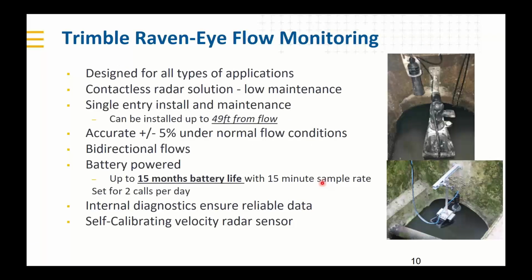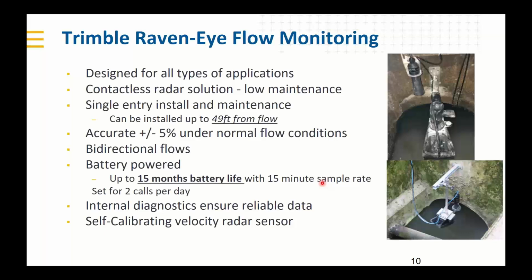So we're going to talk a little bit about the Raven-Eye, what that is, in case people aren't familiar with that. What the Raven-Eye is, it's a non-contact radar solution. And what that means for most of the customers is lower maintenance cost, and overall the lowest cost of ownership for a non-contact sensor on the market, we believe. It's designed for just about any application you have out there in your collection system, in your stormwater system. Because of the range that the Raven-Eye has, it can be installed in really just about any conditions you have.